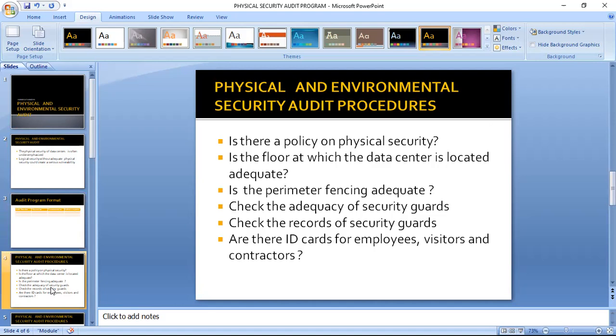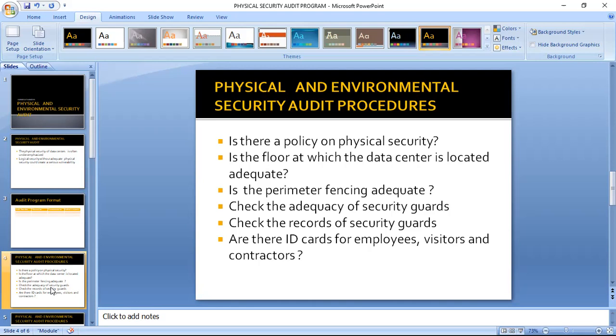Number one, is there a policy of physical security? Most of the time, if you look at the information security policy, it will be all logical. You'll see data classification, network security, database security, operating system security. But what about physical security? You may discover that the IT security policy may not have physical security embedded in it. So you need to be able to raise a flag on that.